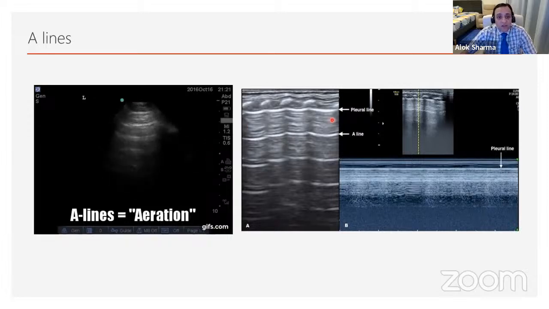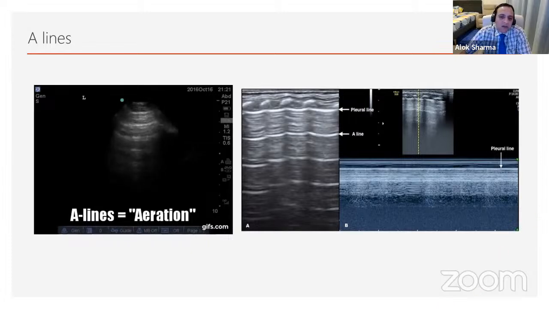If you don't have attenuation, as you can see here, and this is because they're using a linear probe, which is basically being used with a low frequency, so you have very good lung depth penetration. So again, you have A lines that are visible for quite a margin.